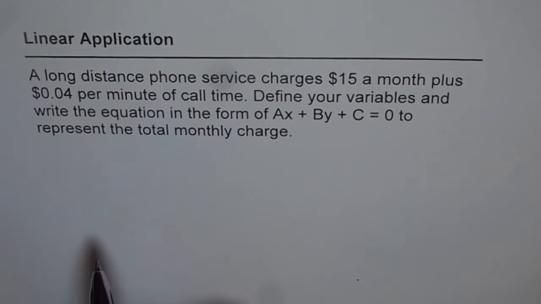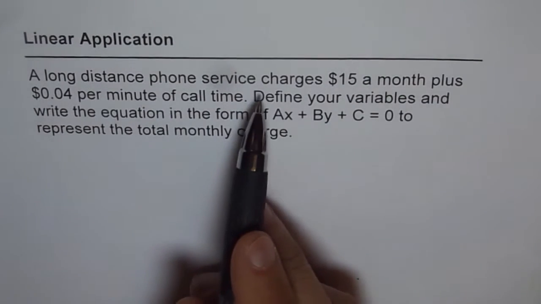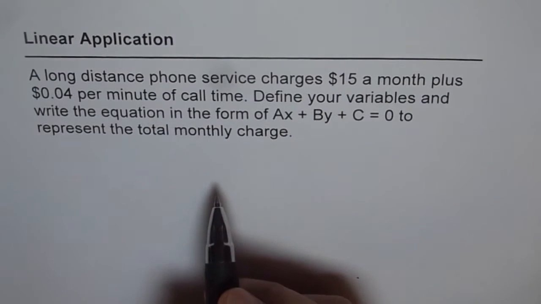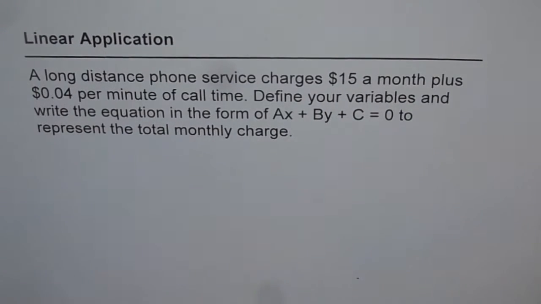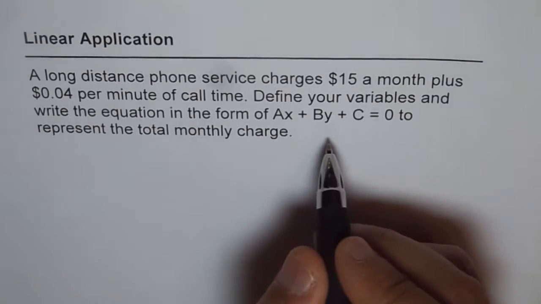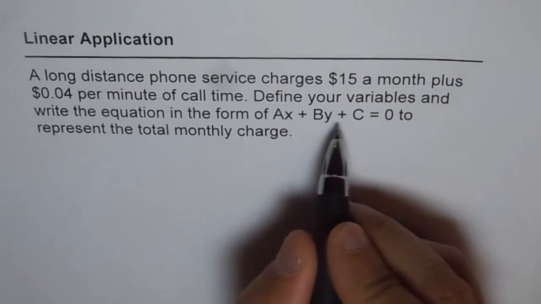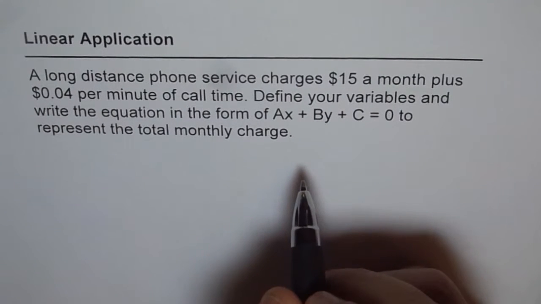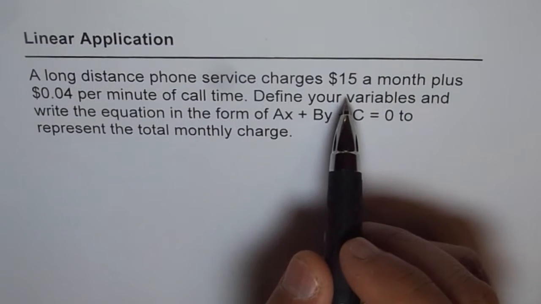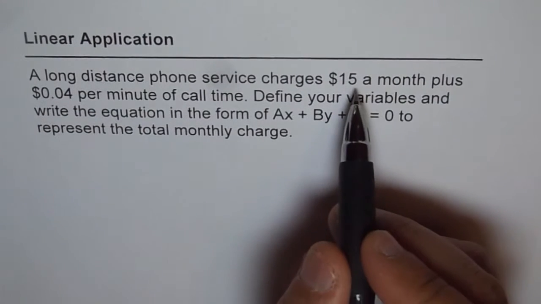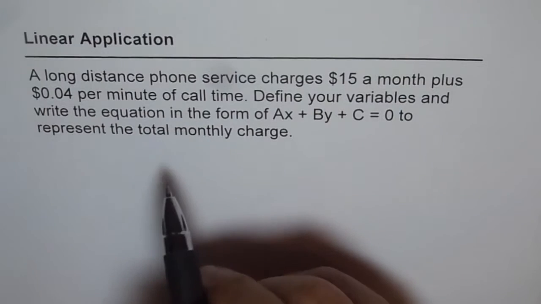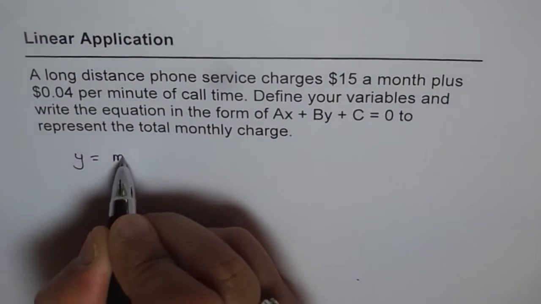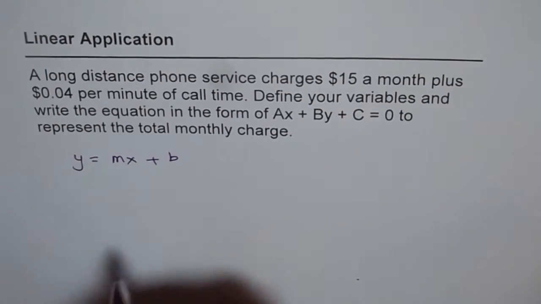Now let's go through the solution. A long distance phone service charges $15 a month. So that is kind of a fixed cost, right? So we can define a variable. Now we have all these things written here, so we'll not bother about this at present. We'll just write our equation as if we are trying to write this in slope-intercept form. Because whenever we have a fixed cost and a variable cost, the best way is to use slope-intercept form, which is y equals mx plus b, right?